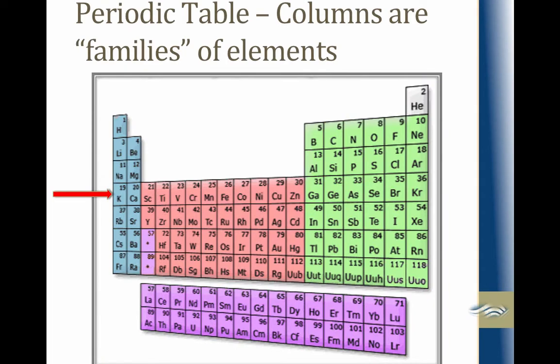When we talk about the characteristic properties of an element, I always think about the periodic table, because the periodic table organizes elements according to families. Columns on the periodic table organize compounds or elements that have the same characteristics.